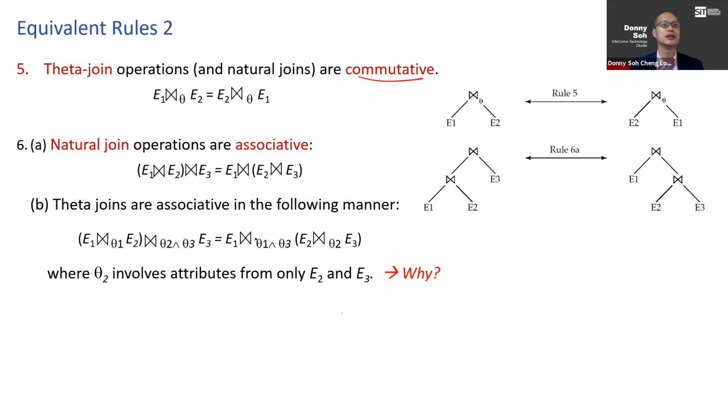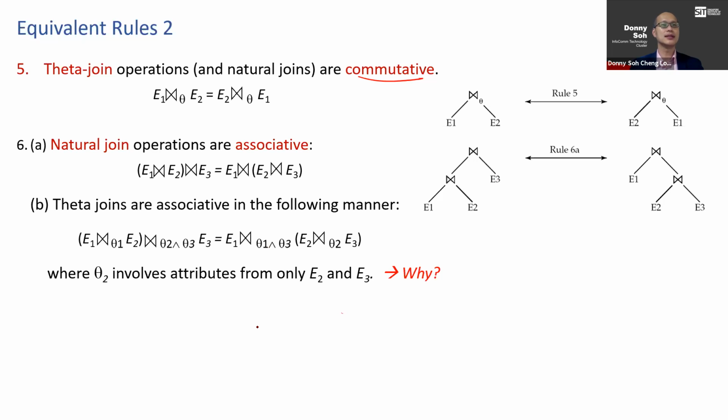This is equal to E1 theta join with, I should say, this equals E2 theta 2 join with E3, and then join with E1 on theta 1 and theta 3. Okay. So theta 2 involves attributes from only E2 and E3. This one is a little bit confusing. So let's see what this actually means.